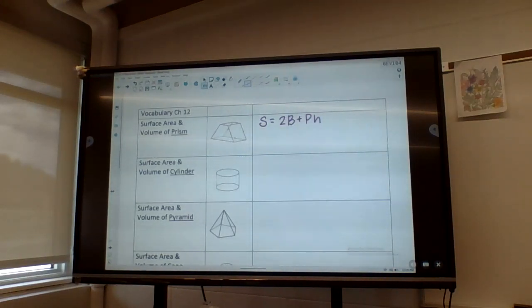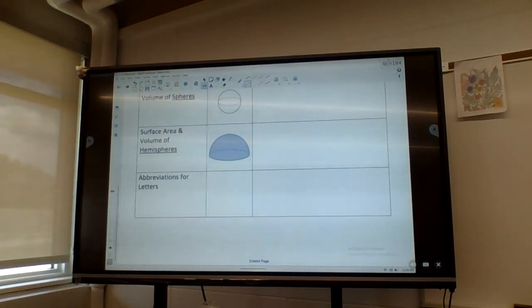So our surface area of our prism is going to be 2B plus PH. Now, if you want to write it right here, I was going to write it on the very bottom what all these letters stand for, like capital B. So on the bottom of the page, it says abbreviation. So I was going to say B is like area of the base. Otherwise, we're writing that in every square. So maybe I should have started with that, but you know.